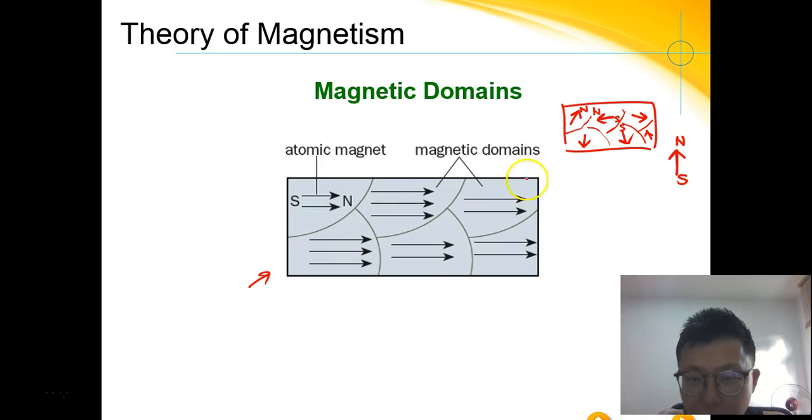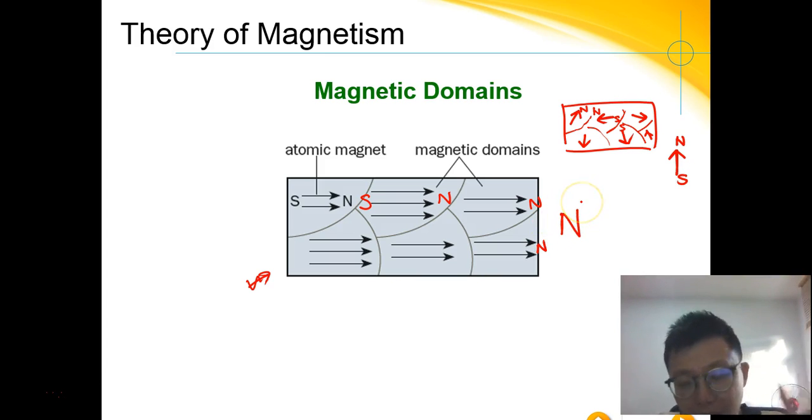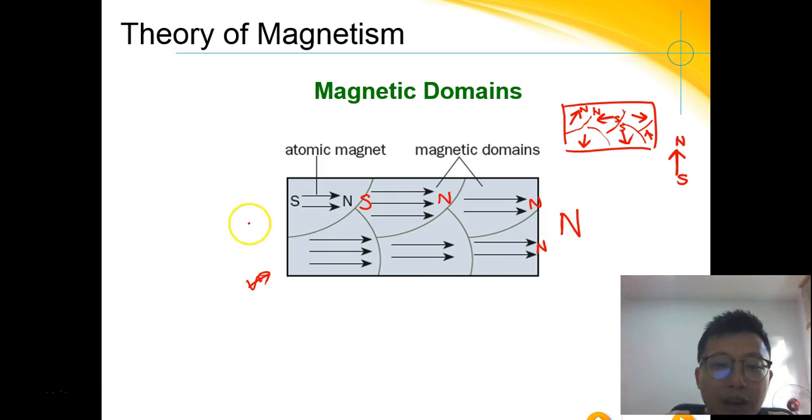So can you look at this diagram, and you can see that the domains are all pointing in a single direction, meaning that the north here will actually be aligning this domain, and then you can see that all your north is now pointing to the right. So what happens is that when you zoom out and you view this material as a whole, then you will have a net North Pole on the right, and you have a net South Pole on the left.